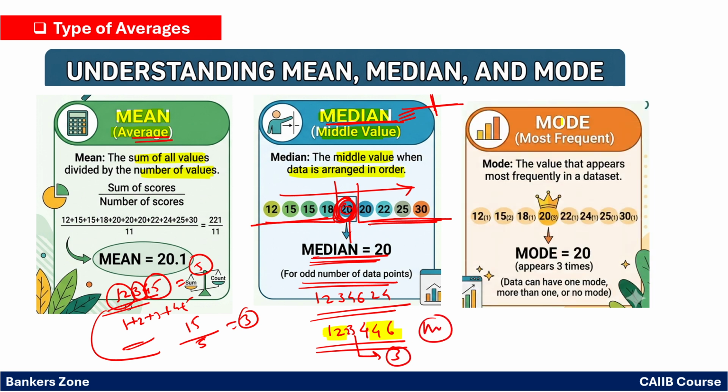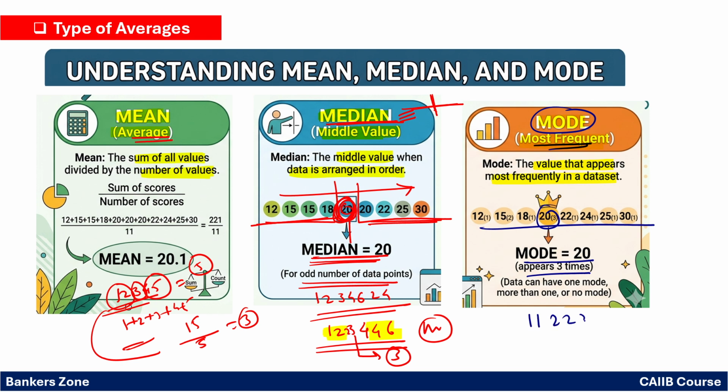Next is what? The mode. What is mode? Mode means simply the most frequent number. The value that appears most frequently in the data set is the mode. Which number is basically repeated the maximum number of times, that number is nothing but the mode. For example, here, which number is repeated? Here 20 is repeated 3 times. So the number which appears the maximum number of times will be the mode.